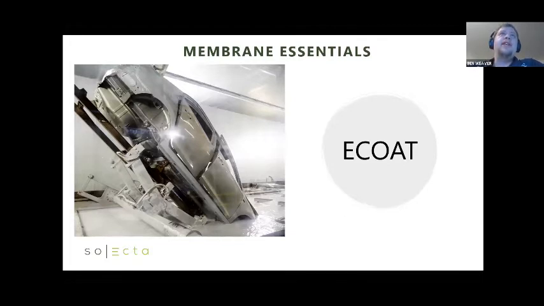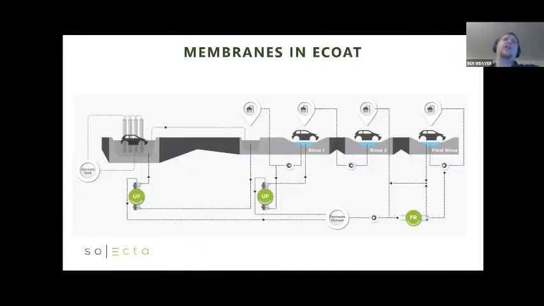So that's a little about Solecta. Now I want to dive into some of the membrane essentials, specifically around ecoat. So here's a pretty generic diagram of an ecoat process in an automobile plant where we're coating car bodies, and the car body will go through. Let me bring up the pointer.